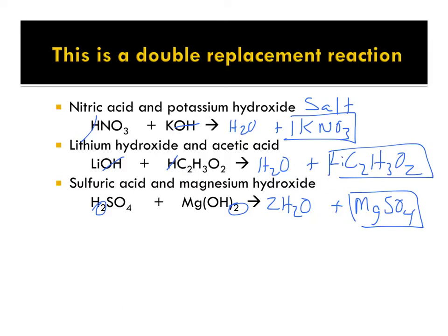So we're looking at a double replacement reaction, but a specific double replacement reaction that has these H and OH pieces that show that it's a double replacement with an acid and a base.